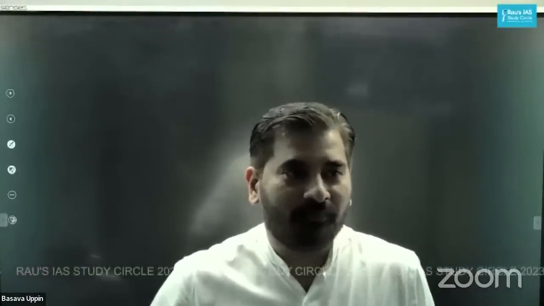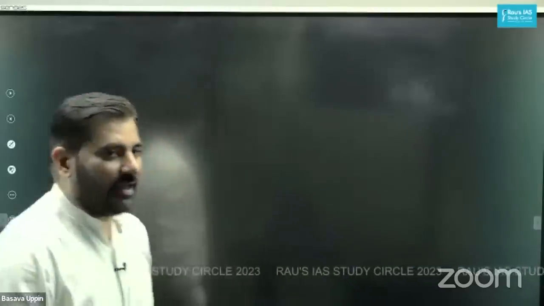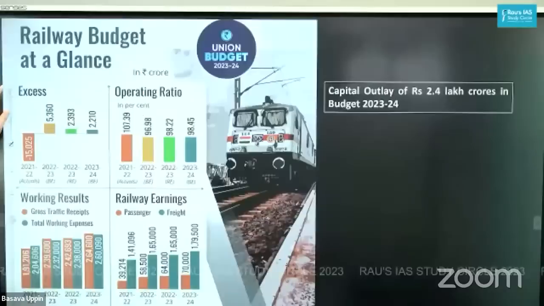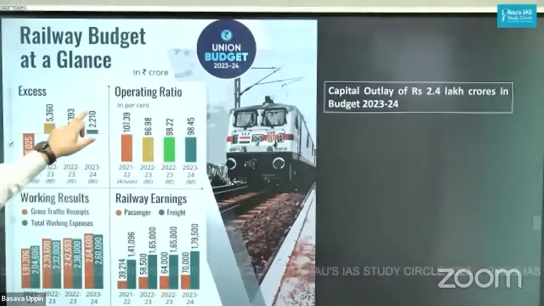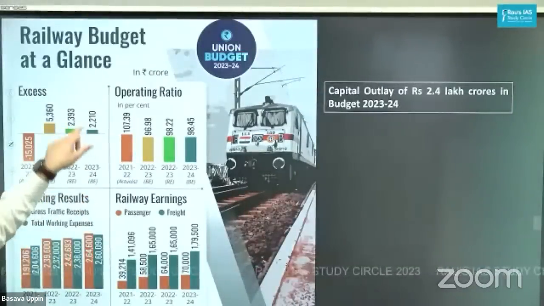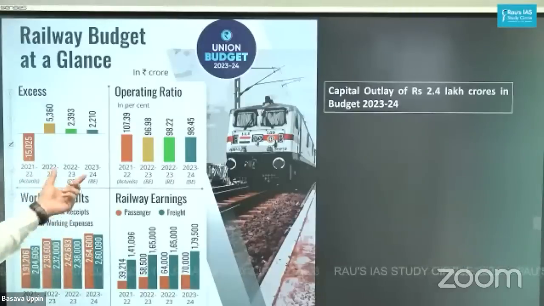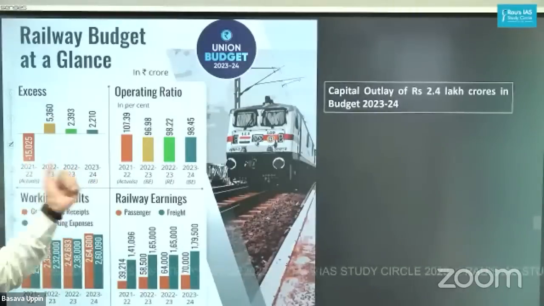But can you guess how much profit we are earning on an annual basis? How much could our profit be? Anyone? No, we are not a loss incurring entity for sure. We are earning profit. Surprisingly, the profit is just 2,000 crores. That's it. Just 2,000 crores. The reason is we are spending a huge amount of money.